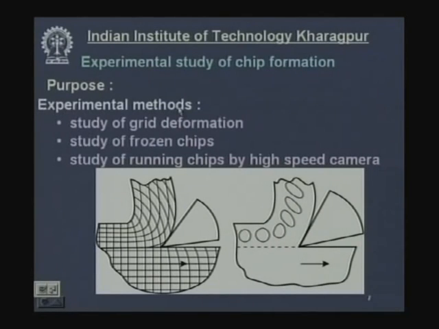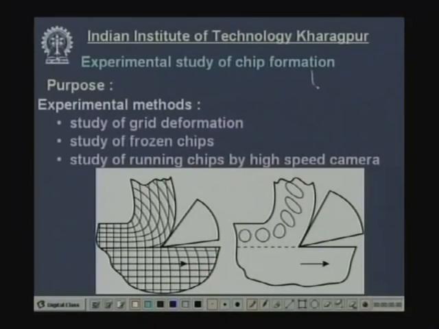Now, the experimental method is the study of grid deformation. Now, this shows the study of grid deformation. Here, suppose this is a tool, it is a shaping process, and this is doing shaping work.